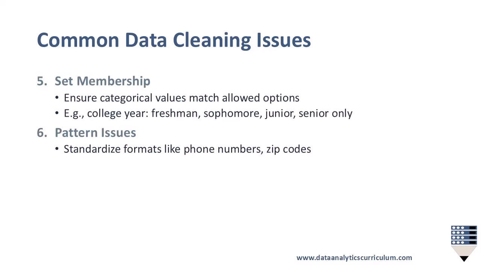Next, set membership. Some fields, like college year, should only contain specific values: freshman, sophomore, junior, or senior. If you find frosh or fifth year, those should be corrected or categorized properly. We also see pattern issues, like inconsistent phone number or zip code formats. For example, some entries might have parentheses, others dashes, or even missing digits. Creating a standard pattern across all entries makes your data much easier to process.